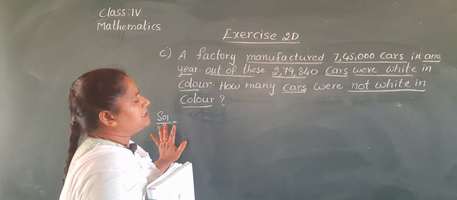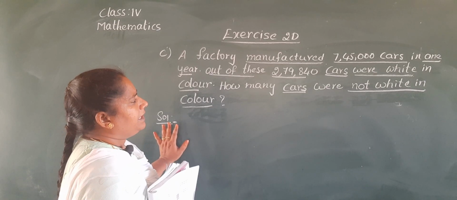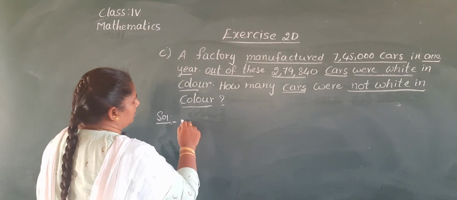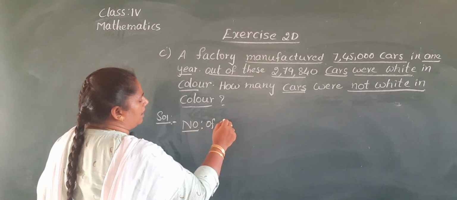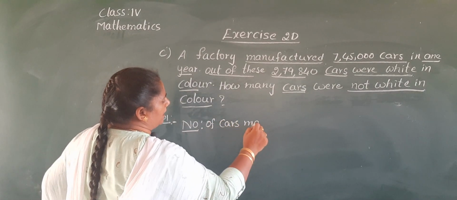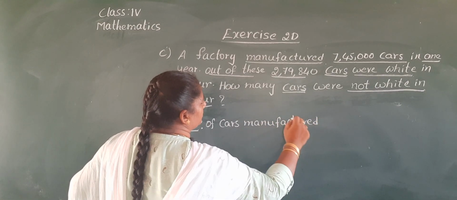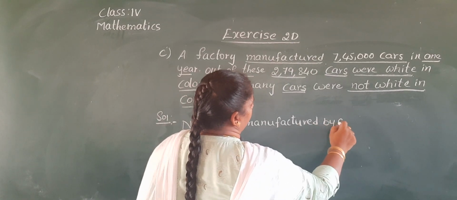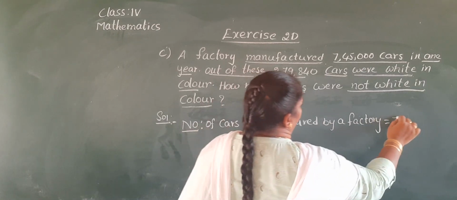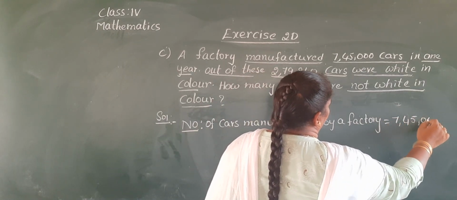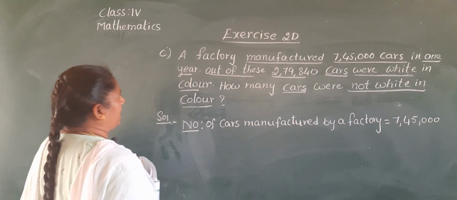So, first step, write down number of cars manufactured in 1 year. So, write down number, you keep like this, Nana. Number of cars manufactured by a factory. 7,45,000. Okay, 7,45,000 cars manufactured by a factory.